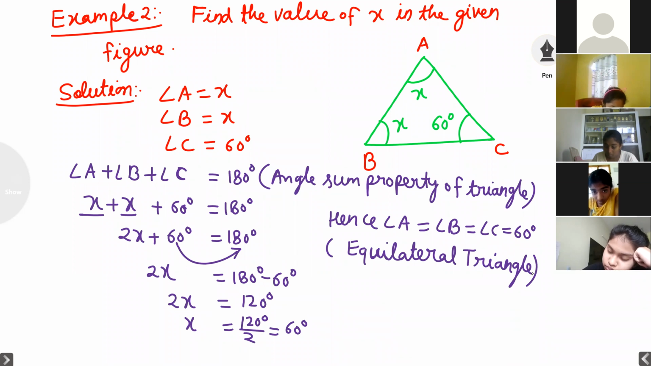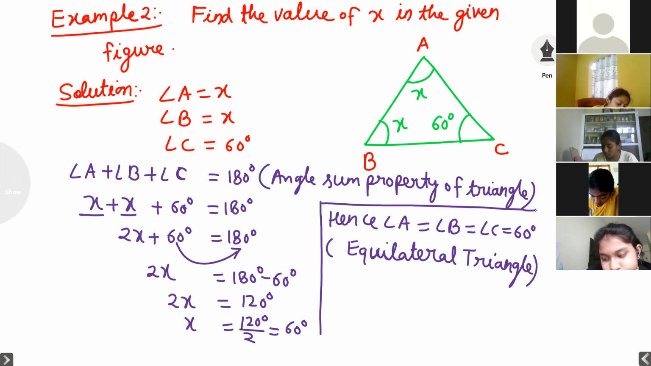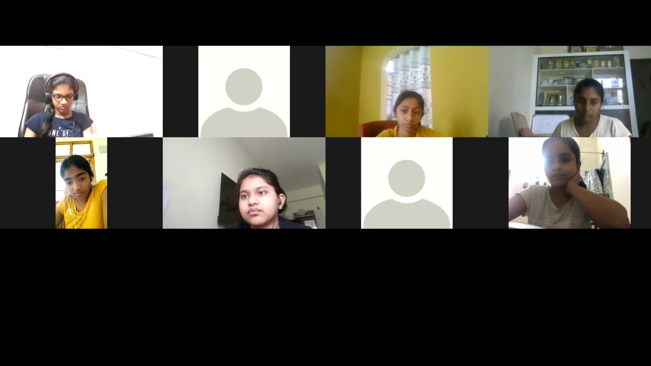Note down, everyone. Each and every angle is 60 degrees. Note down clearly. Of x.